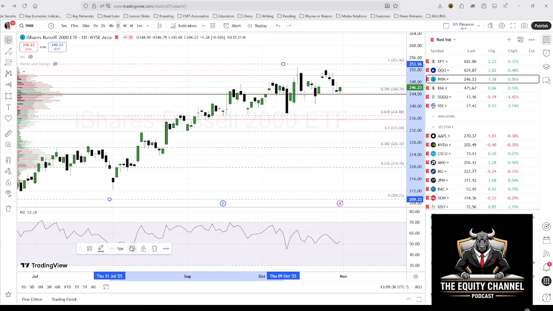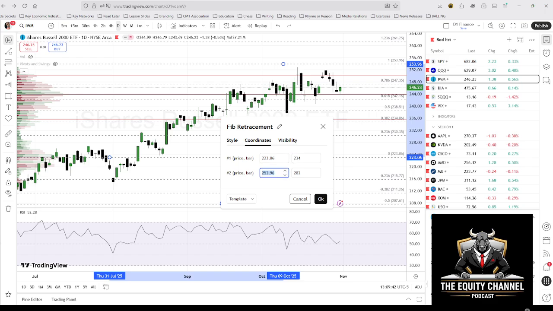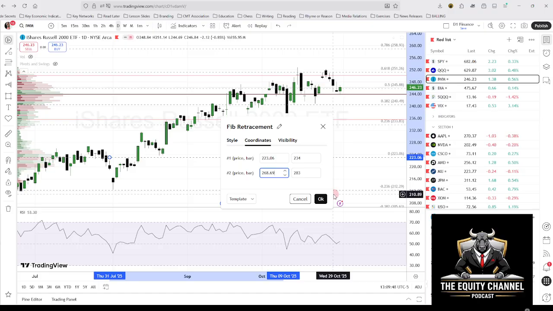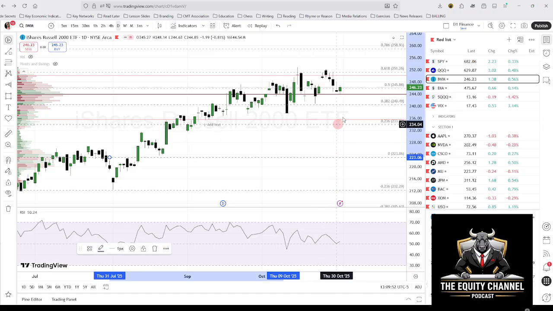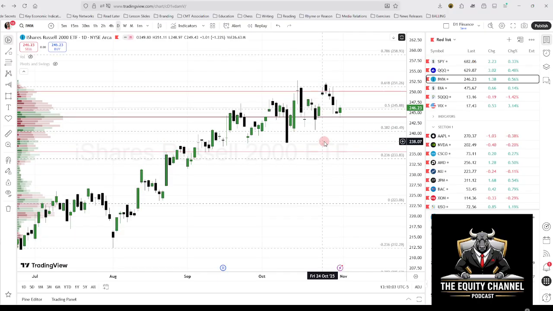Let's go to the settings. 223.06 and 268.69. All right, boom. So all indexes are slightly above their monthly pivots to start off the month, or to close out last month, I should say.